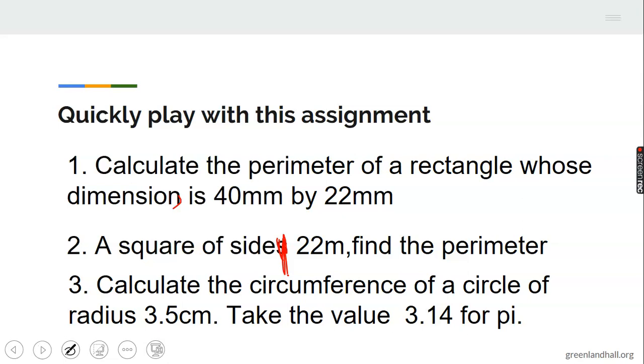Now, calculate the circumference of a circle of radius 3.5 centimeters. Take the value of pi to be 3.14.